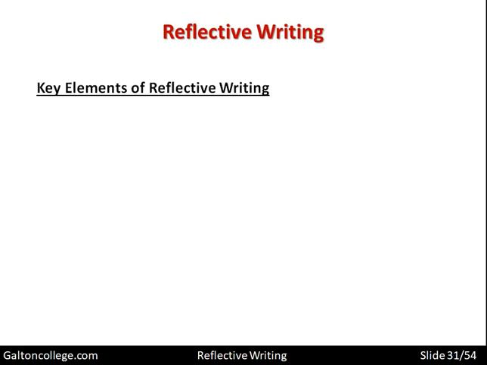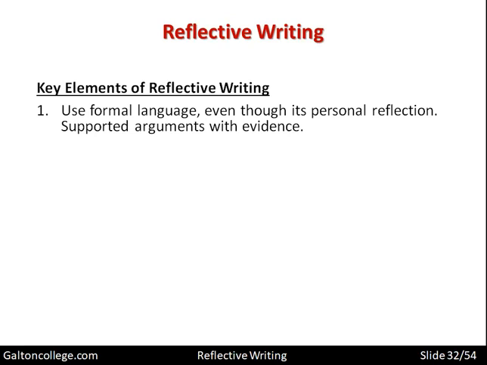So the key elements in reflective writing. Well, use formal language, even though it's personal reflection, and try to support your arguments with evidence. So use proper language. Don't use slang terms or expressions which are very time bound, in other words, which are fashionable at the moment. Make sure it's much more formal in that sense, so it can be interpreted over time.